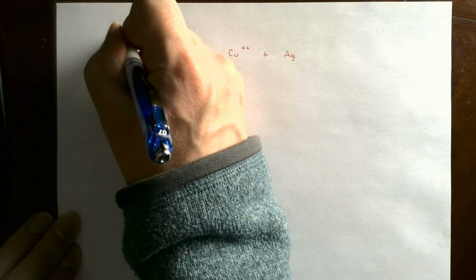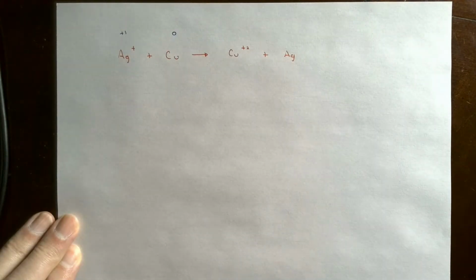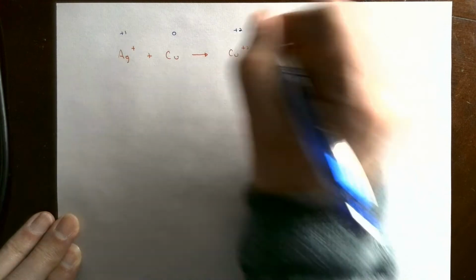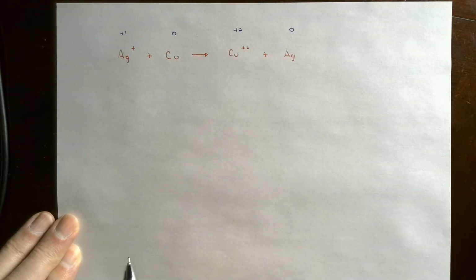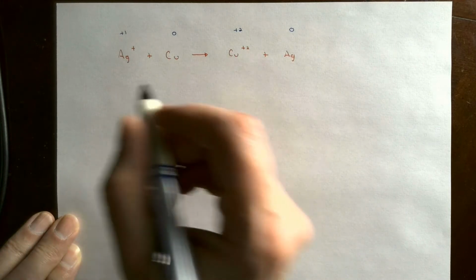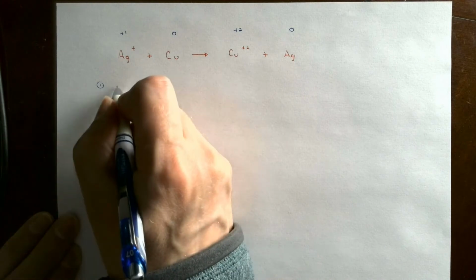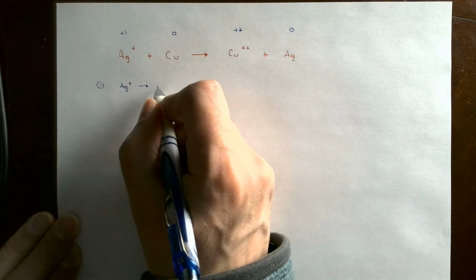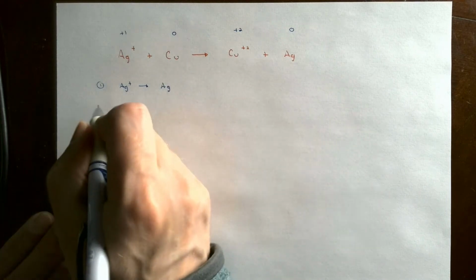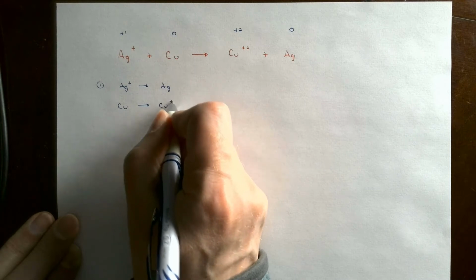We know silver here is a +1. We know copper is a 0. We know copper plus 2 is a +2. And we know silver is a 0. That's going to help us when we break these apart into half reactions. Our half reactions are going to be silver plus going to silver, and copper to copper plus 2.